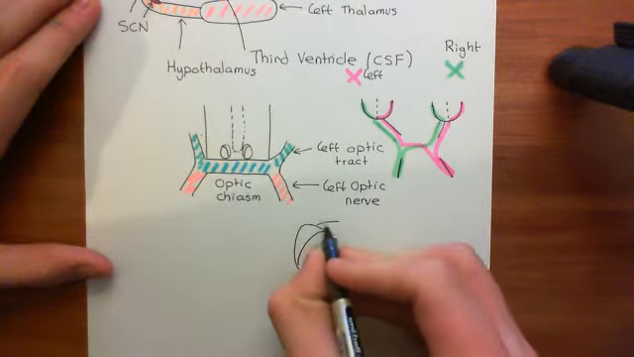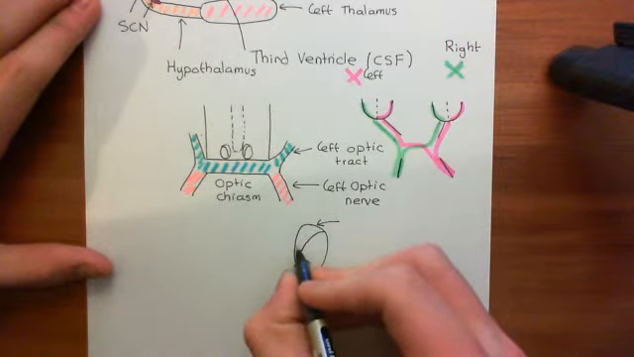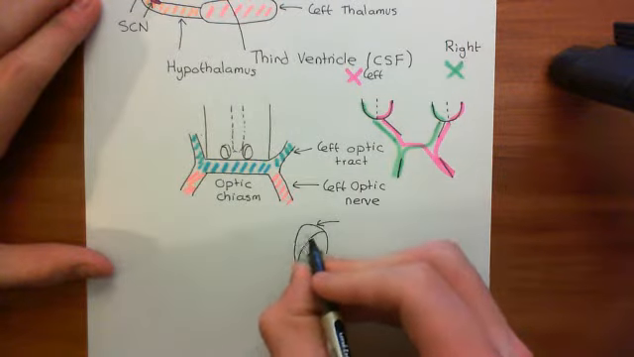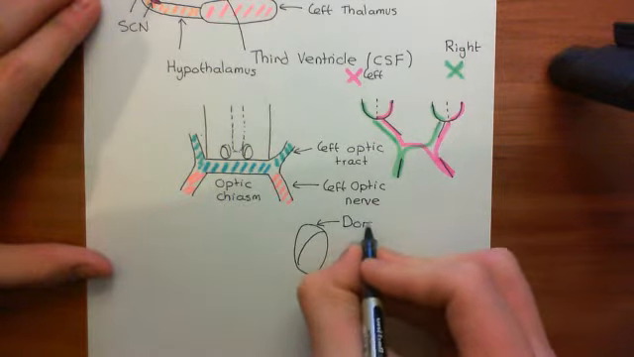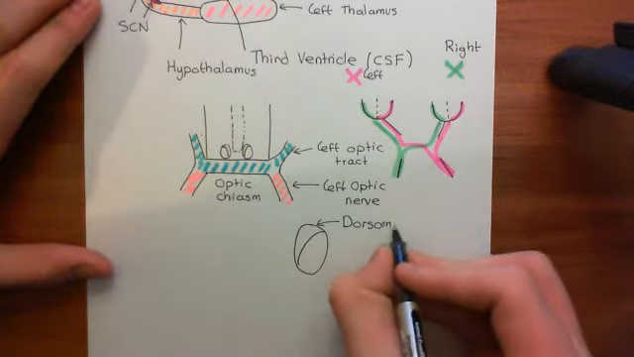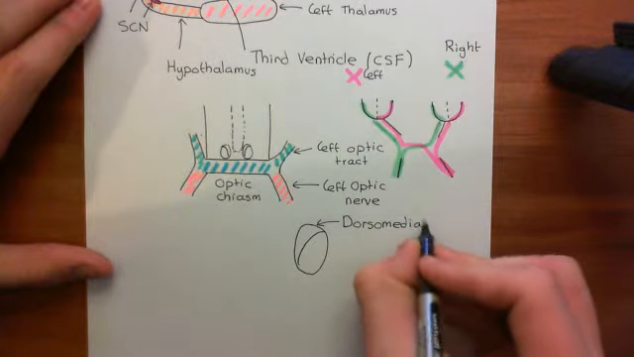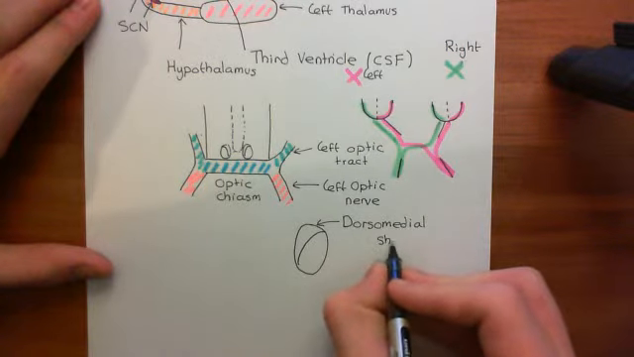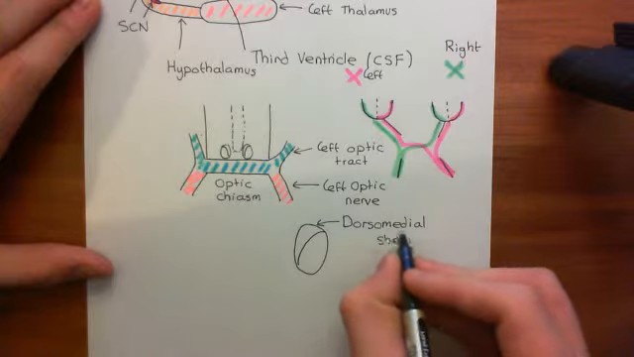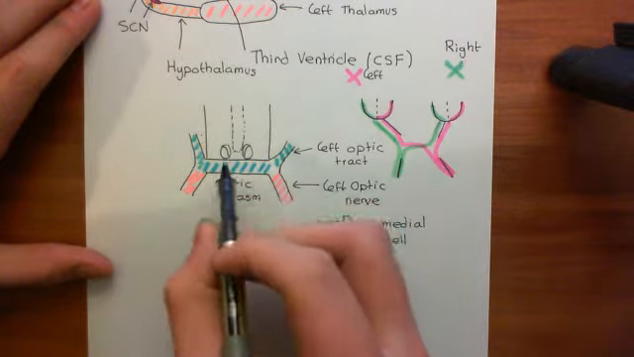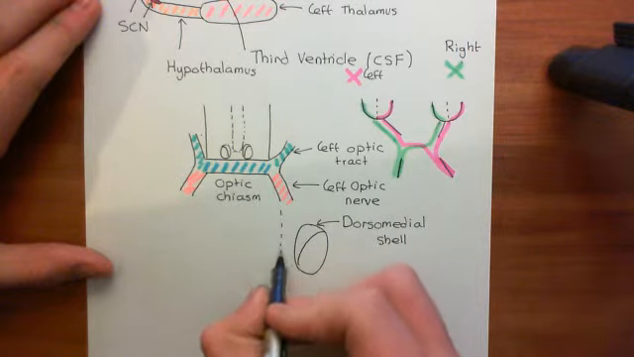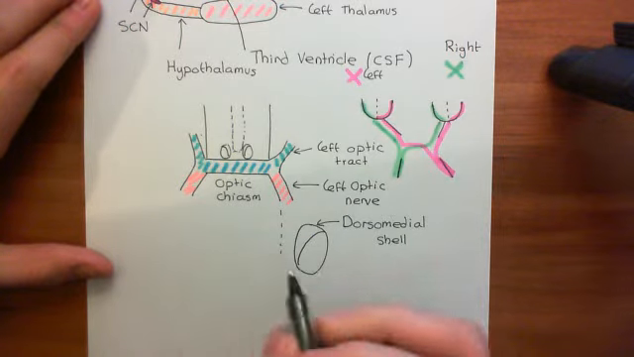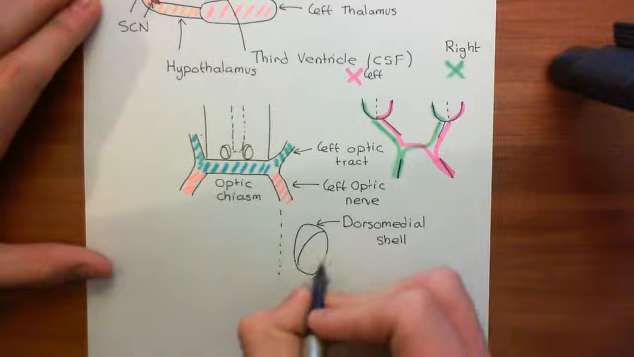There is this portion here, which is known as the dorsomedial shell. So this is called the dorsomedial shell of the suprachiasmatic nucleus. And you will notice that it faces the midline, so that explains why it's the medial portion. Medial means that you face the midline, so it's closer to the midline of the brain, or the midline of the entire body, in fact, than is this portion down here.